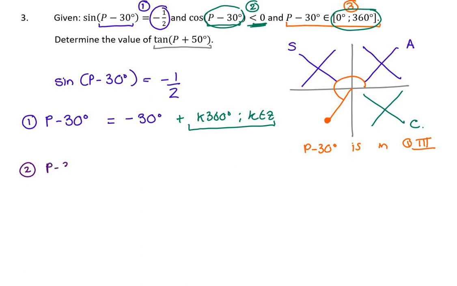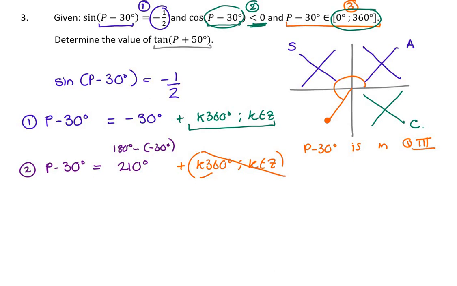Now where's my second solution? My second solution is that p minus 30 degrees would be equal to 180 minus this minus 30. So that would be 210 degrees. And again, technically, we always write plus k 360, k is an element of integers. However, this, I'm going to put a line through it. I don't need it because of that bit of information. So this is not needed because I was told that my angle was in the first 360. So I can't add 360 and I can't minus 360 because it was in the first revolution.